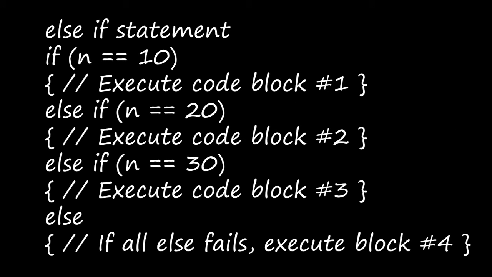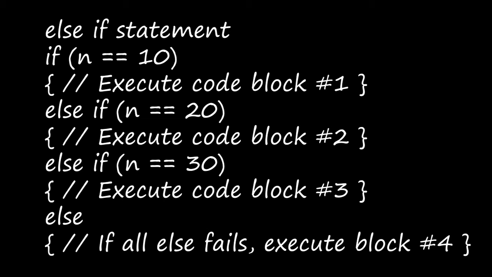If n is equal to 10, it will first check the condition. If that condition is true, it will execute the first line. If that condition is false, it will check the next condition: else if n is equal to 20. It will check whether the value of n is equal to 20. If it is 20, the block will be executed. If it is not 20, it will move on to the next condition: else if n is equal to 30.